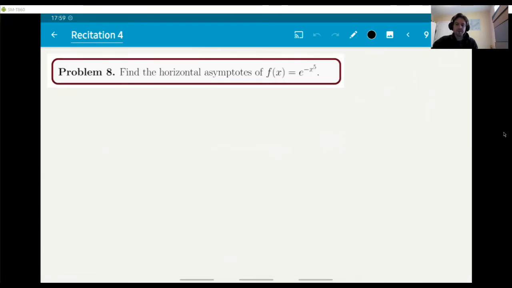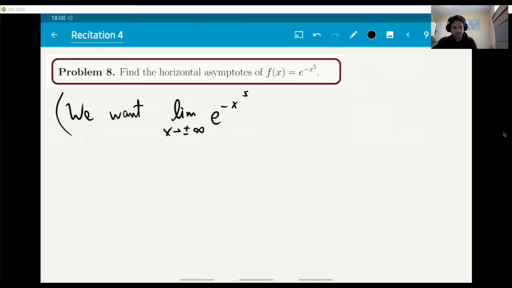Next question. Find the horizontal asymptotes of e to the minus x to the 5. In other words, if the question asks you to find horizontal asymptotes, it means they want you to find both limits at infinity, both plus and minus infinity. If you manage to find a number for any one of these, then that will be an asymptote. You can have at most 2. So we need to find these limits.